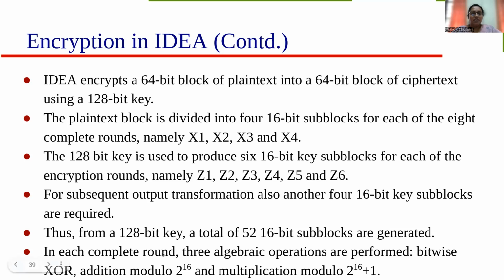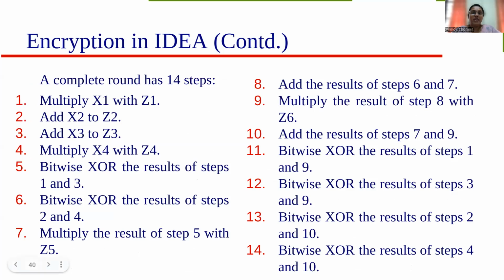Okay, and in each round, there are 3 algebraic operations: bitwise XOR, modular addition 2 raised to 16, and modular multiplication 2 raised to 16 plus 1. So one is modular addition base 2 raised to 16 and the other is modular multiplication base 2 raised to 16 plus 1. Okay, now we are going to look at the steps and then we will be looking at an example. Okay, so a complete round, there are 8 rounds. In one round, there are 14 steps. We're going to look at what the steps are.